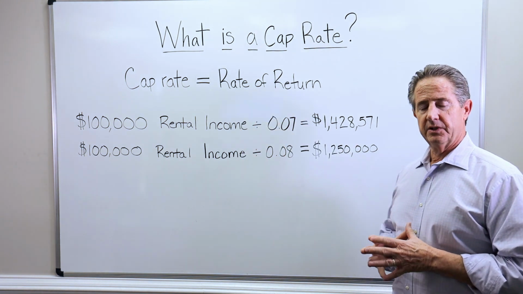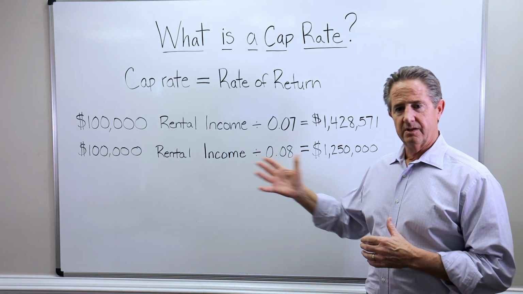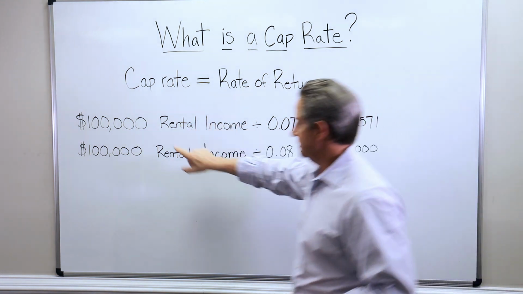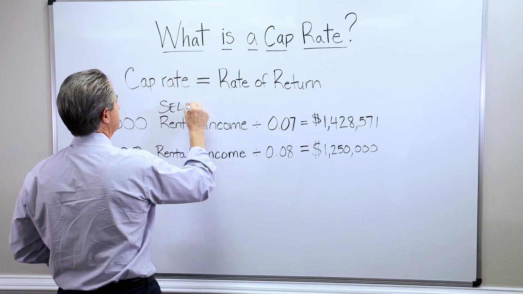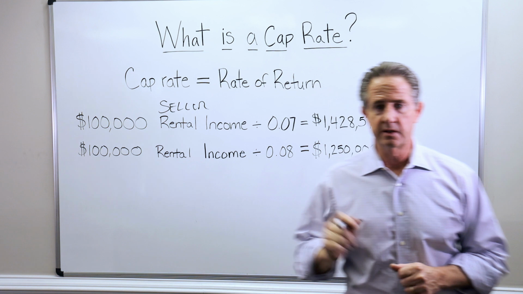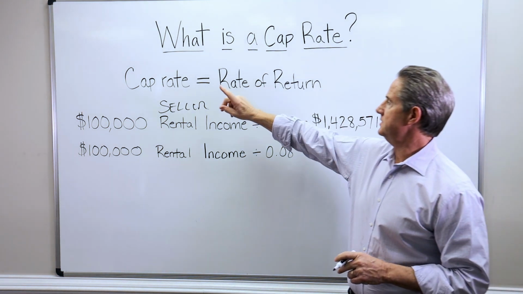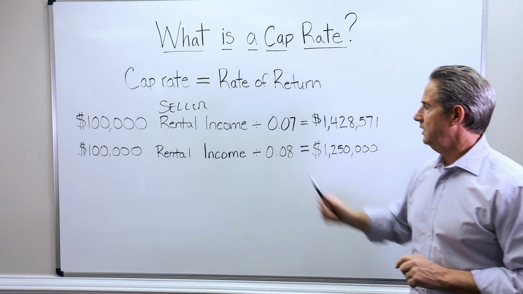The seller has a building that produces $100,000 in net income. That's really not going to change at all. That's kind of a given. So over here, we have the seller. They have a building with $100,000 in income. If you'd be willing to accept a 7% rate of return, that's a 7 cap.